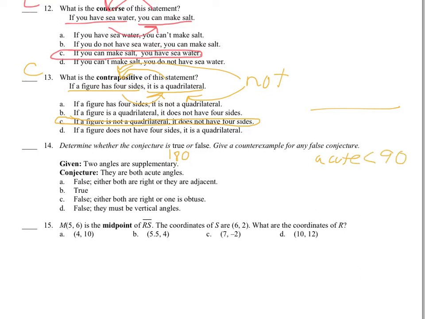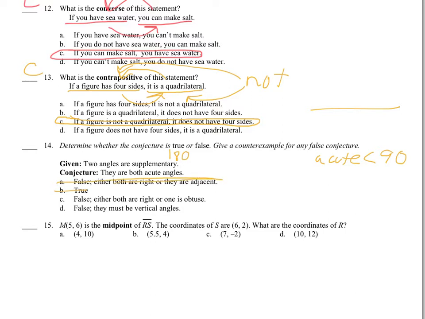So, this actually is a false statement. You cannot possibly have two angles less than 90 adding up to equal 90. So it is false, so B is not true, but now we have to read. Either both are right or they are adjacent. Is that correct? Does adjacent have anything to do with supplementary angles? No, it does not, so that's not correct.